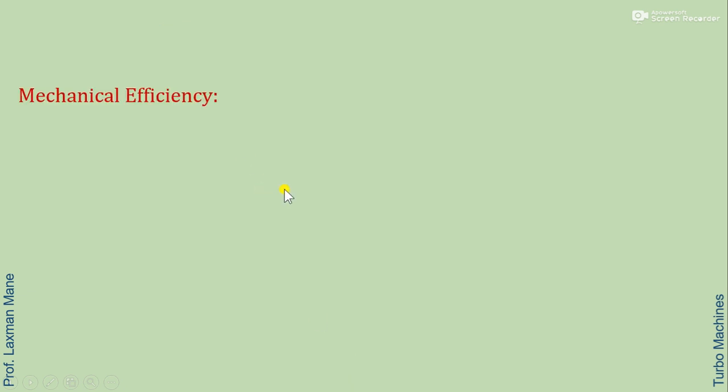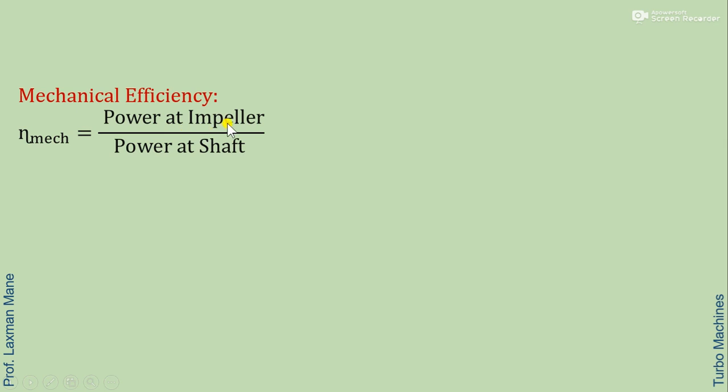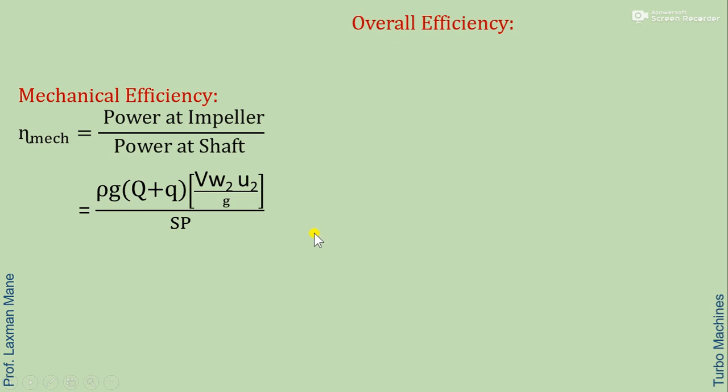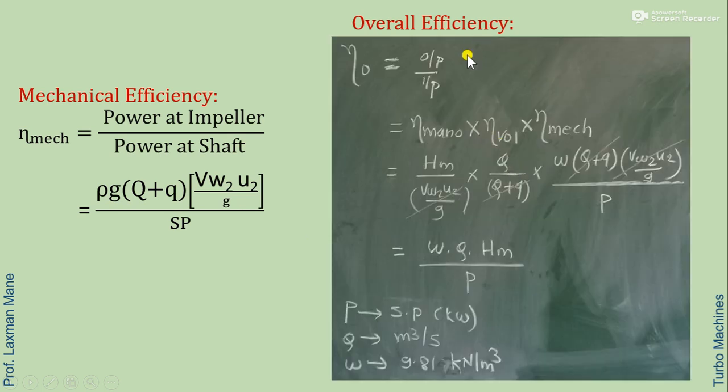Now mechanical efficiency, that is power at impeller to power at shaft. So ρg(Q + q)VW₂U₂/g divided by shaft power. Now overall efficiency, what is it? Output divided by input. The output of a pump is manometric head or water power, and the input is what? The motor input given to the shaft, that is shaft power.